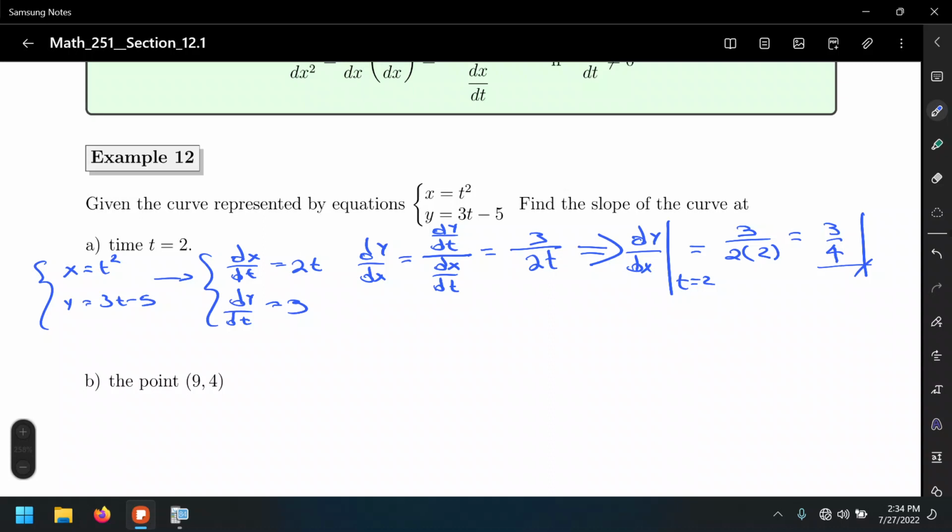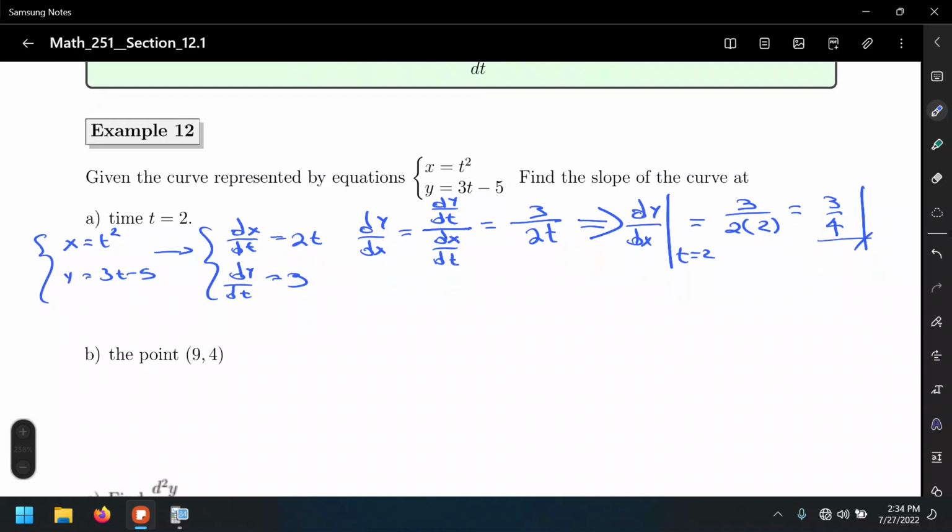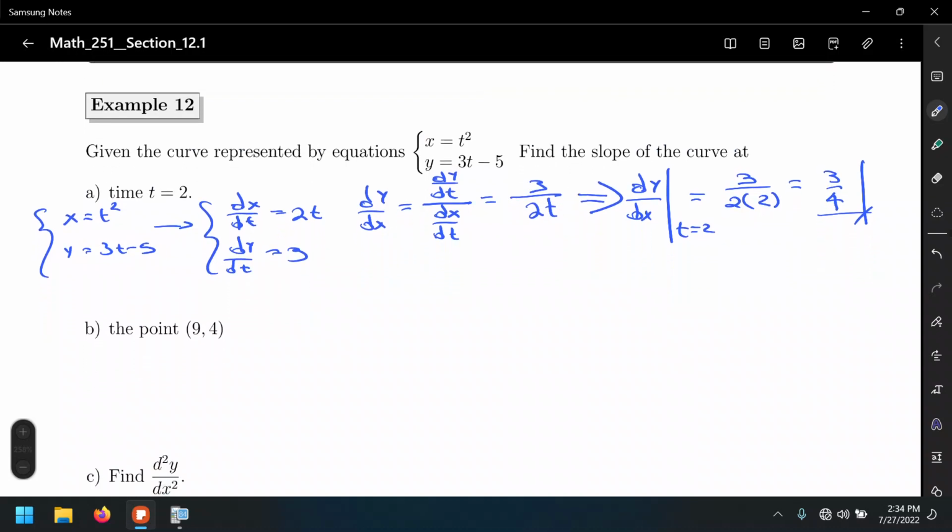So what happens for letter B? For letter B, we don't know the value of t for which the particle is at the point 9, 4. So we need to figure that out first. Because we're looking for a position, we will need to go back to the original parametric equations, not the derivative.